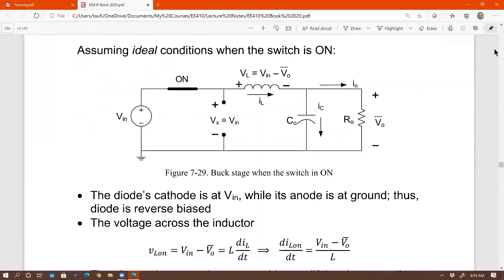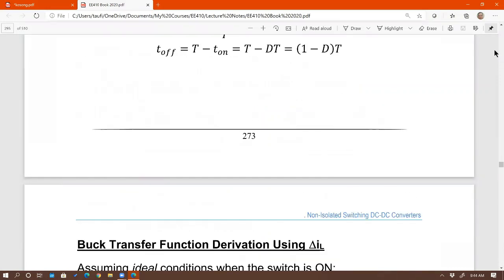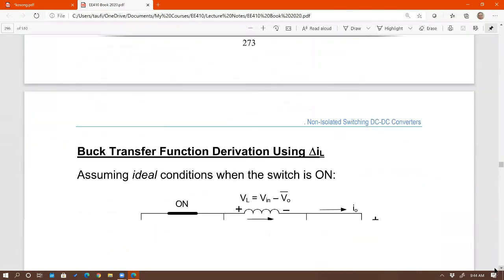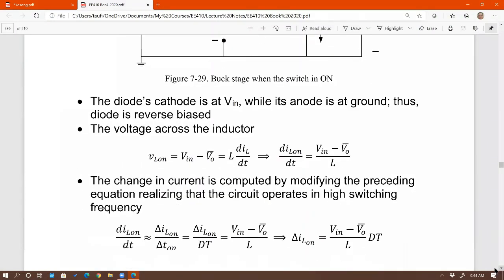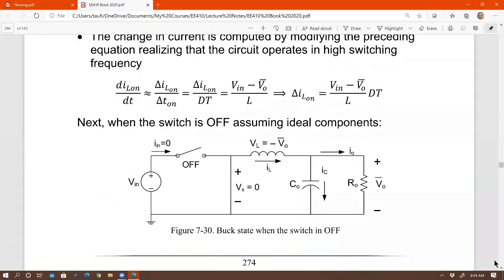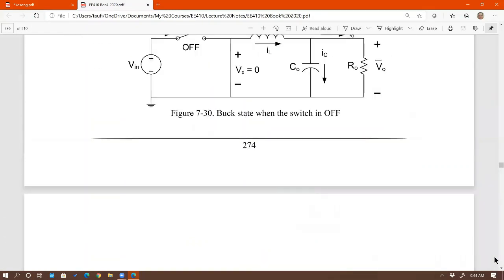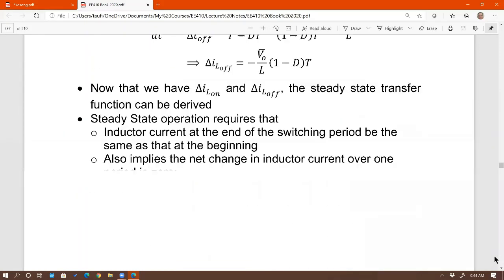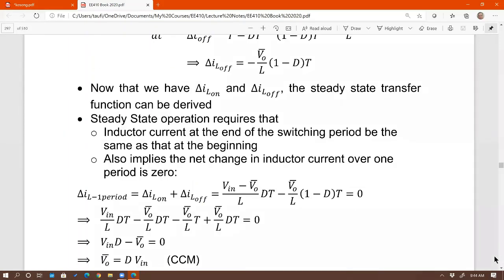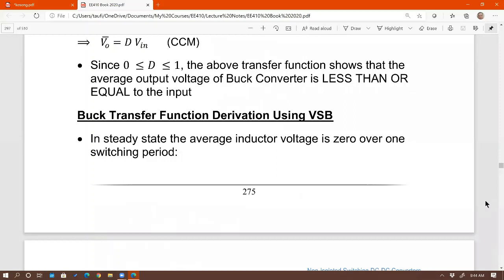All right, so what did we learn from Tuesday? We started the buck converter, and to recap, we did the transfer function. We derived the transfer function under three conditions: ideal, steady state, and CCM. CCM stands for, anybody? Continuous conduction mode.